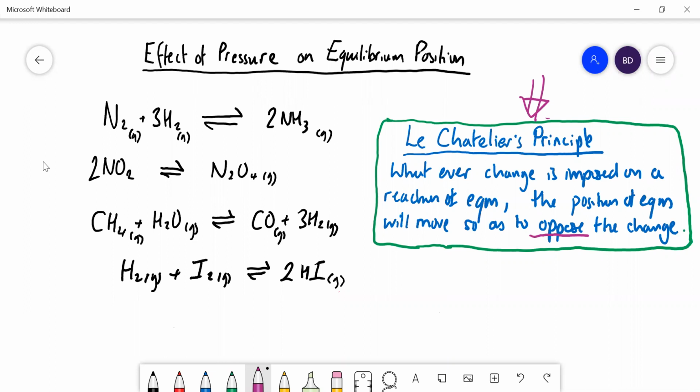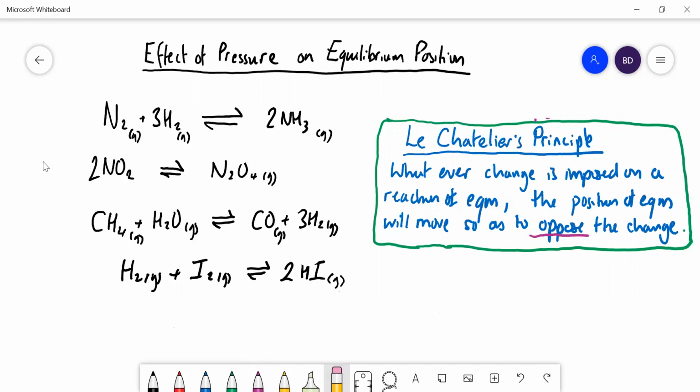Okay, so we looked at heat, the effect of temperature. If you increase the temperature, the reaction will try and decrease it. The only way it can decrease it is by moving in the endothermic direction, and vice versa. If you drop the temperature, it will try and warm it up by moving in the exothermic direction. So now we want to have a think, after we've done temperature, about pressure.